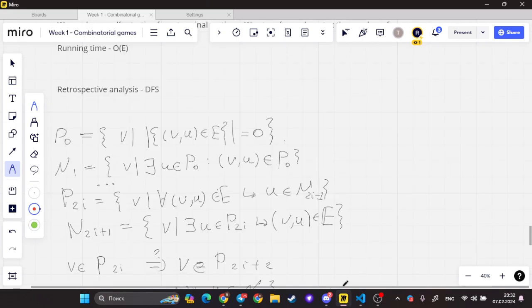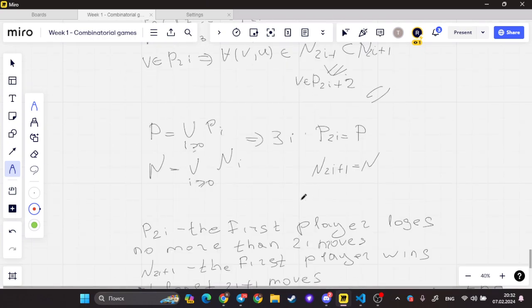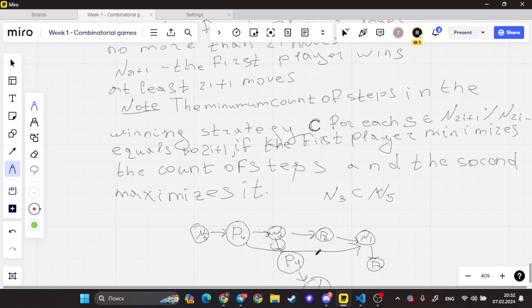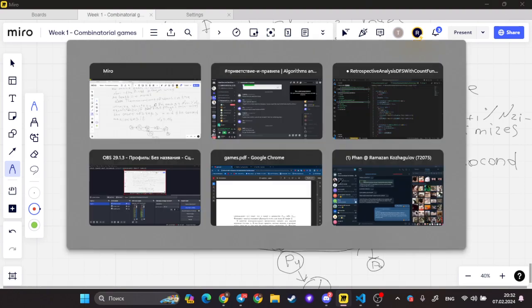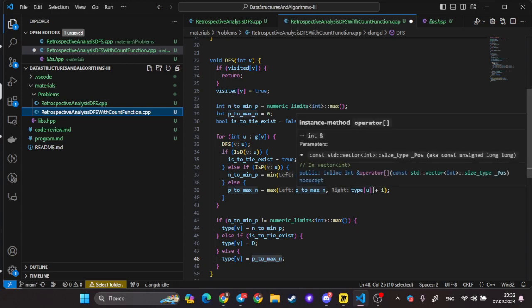Okay, according to this definition, we need to understand how to find this strategy for each vertex in the graph.